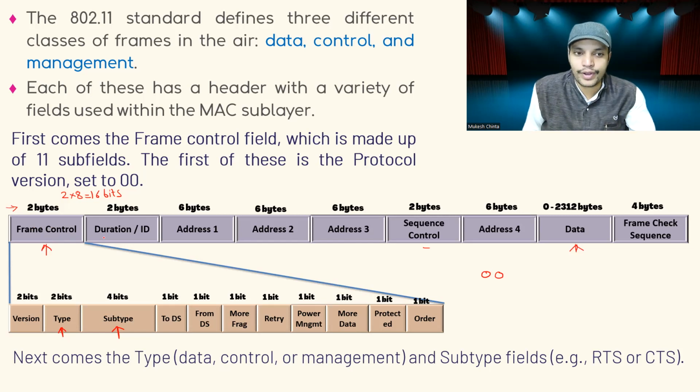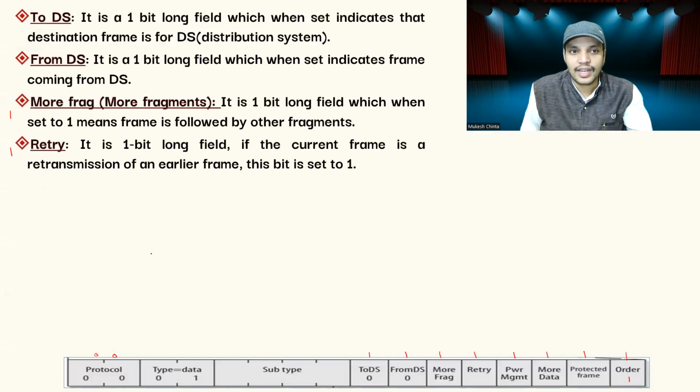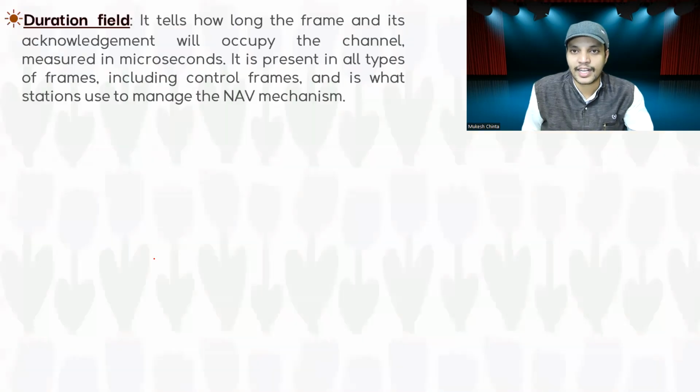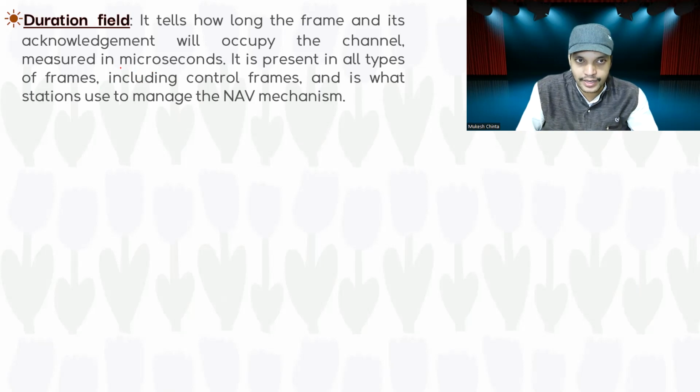Following the frame control, we have the duration field. What this duration field does is it conveys the information regarding how much duration the transmission is going to take place for. So it tells how long the frame and its acknowledgement will occupy the channel, measured in microseconds. It is present in all types of frames, including control frames, and is what stations use to manage the network allocation vector mechanism.